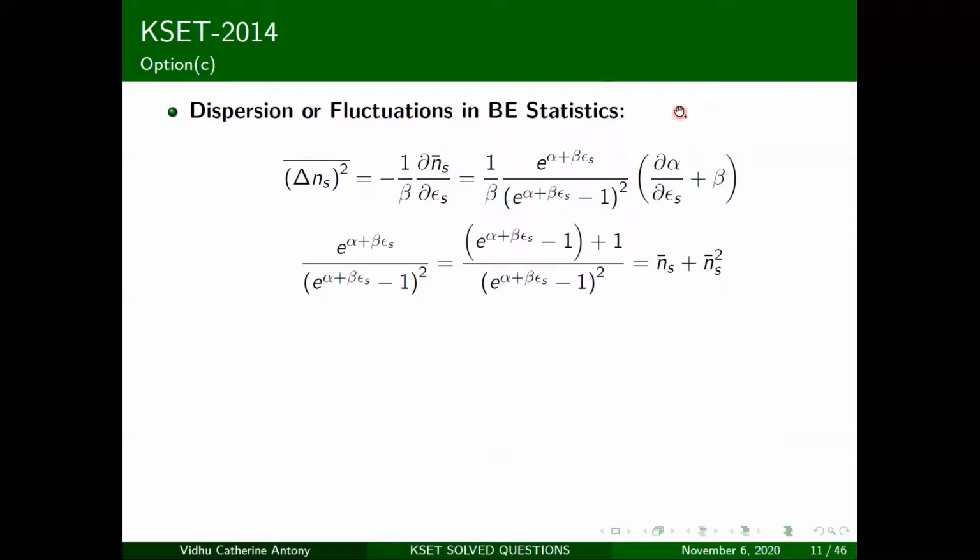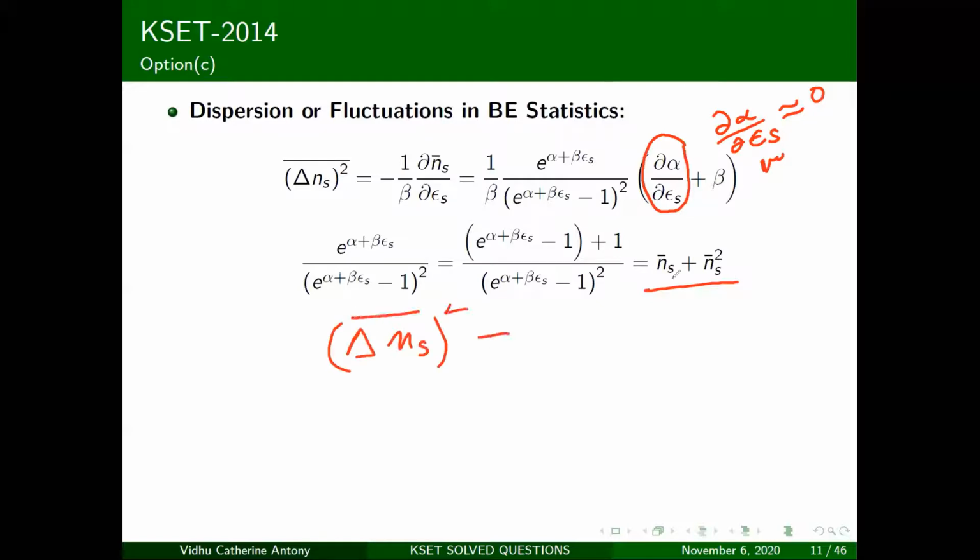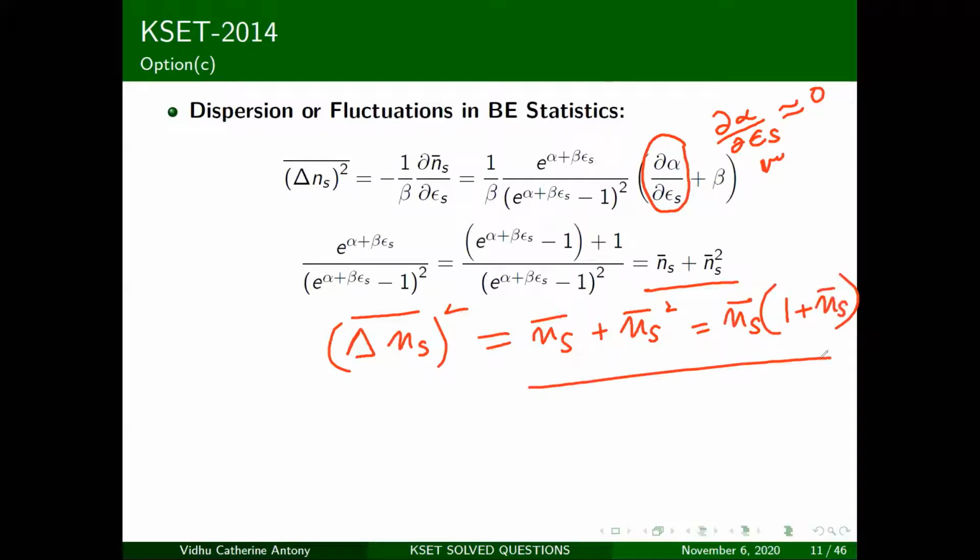And now what assumption you're supposed to make is that this term here, dou alpha divided by dou epsilon s, is very negligible. Okay, it's very, very small. It's approximately 0. So you can ignore that term. And then finally what you end up with is the dispersion in terms of NS bar and this. Okay, so you can take this out and you can write NS bar (1 plus NS bar). So you're getting the dispersion in terms of the average number of particles.